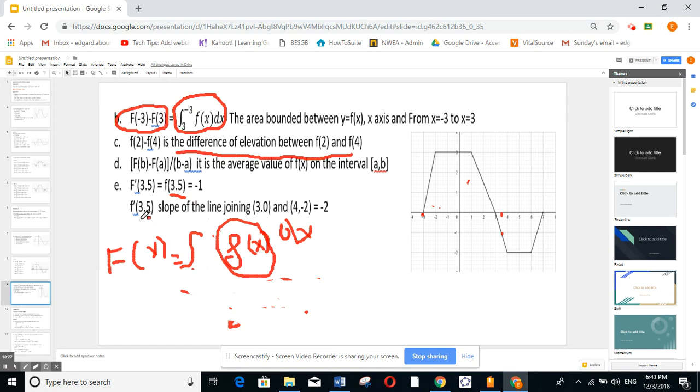Then they want small f prime of 3.5. This is the function f of x. They want the derivative. It means the slope at the point 3.5. It's nothing else than the slope of that line. If you take these two points, (3, 0) and (4, minus 2), and you do the slope, rise over run, which is negative because it is decreasing, it equals minus 2.